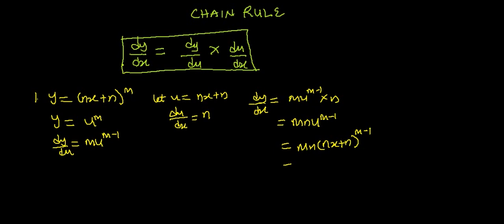Factorizing n outside here, we are going to have mn squared times (x + 1) all raised to m minus 1. And this is our dy/dx. So now let's move to the next example.